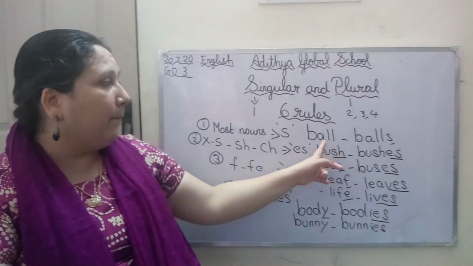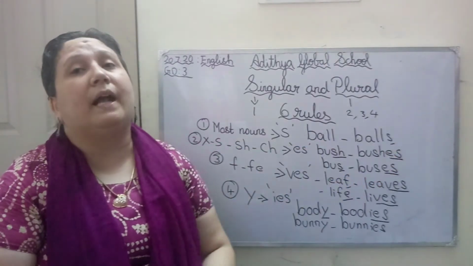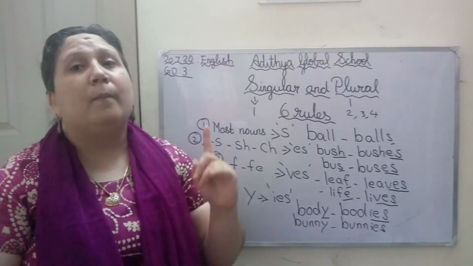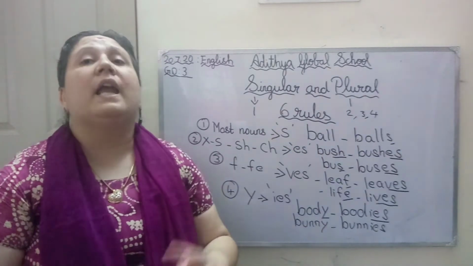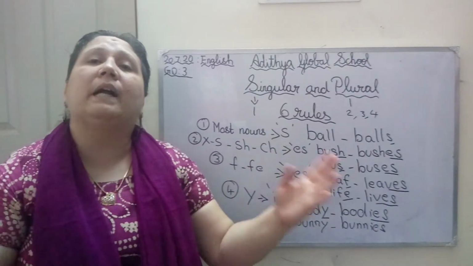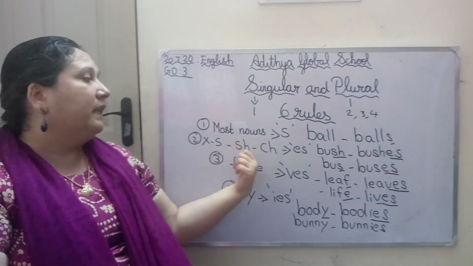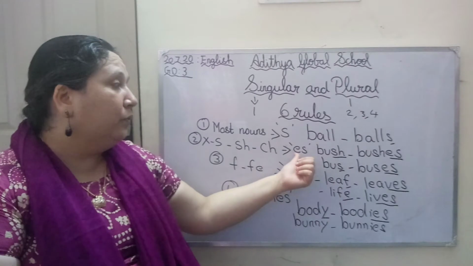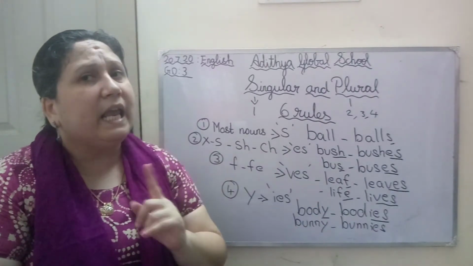So now for example, ball means we add a S and it becomes balls. So ball and balls. Ball means 1. When we add a S, what happens? It becomes plural, which means it becomes more than 1. So it becomes balls. The second rule is we are going to see something new. The use of ES. So when we are going to add ES.